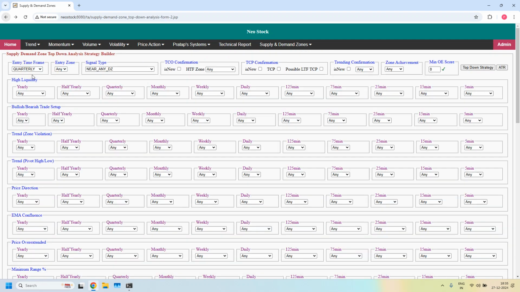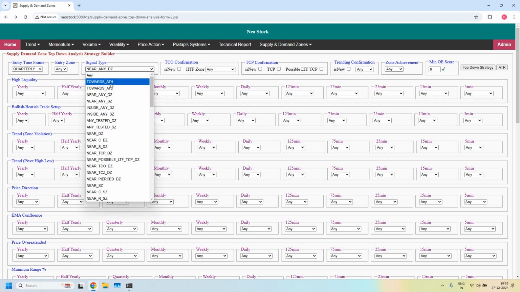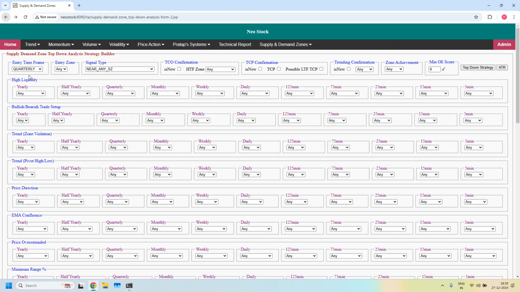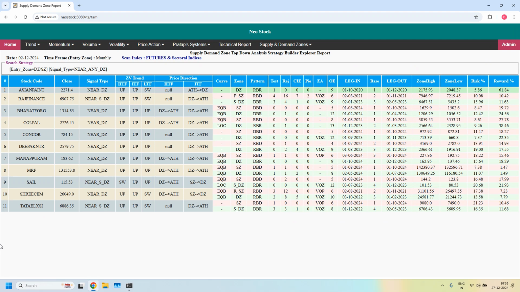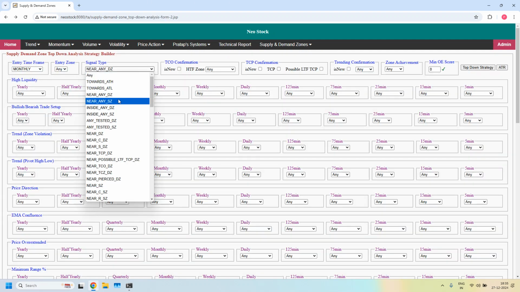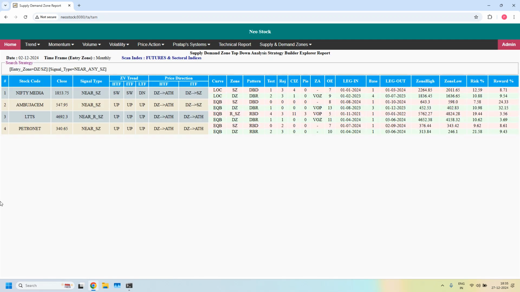Okay, next, quarterly time frame. Stocks near quarterly supply zone. 6 stocks are filtered. Next time frame is monthly. Stocks near monthly demand zone. 11 stocks are filtered. Next, monthly time frame. Stocks near monthly supply zone. 4 stocks are filtered.